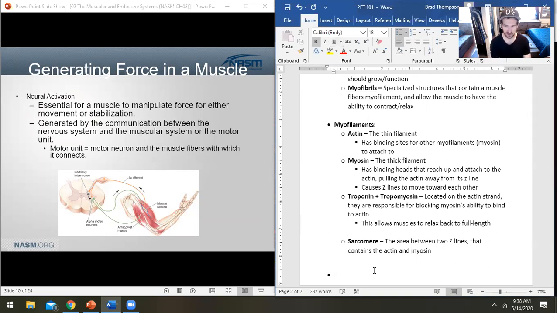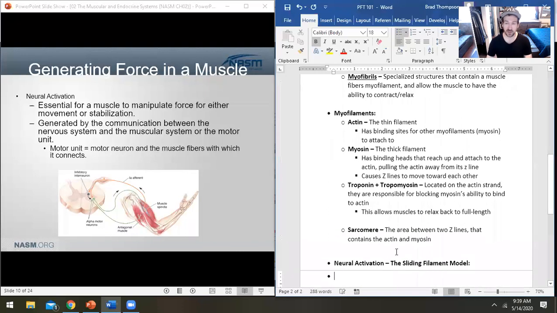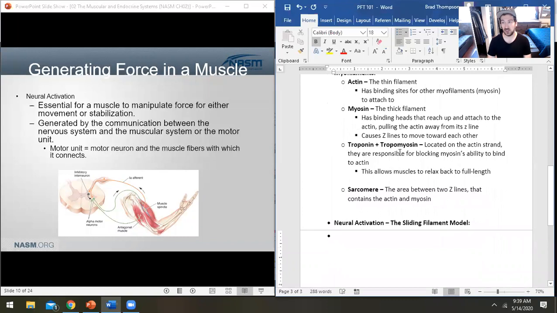Neural activation and the sliding filament model, right? Okay, so we've got to look at how every muscular contraction works. We know that neural activation is really important in order for our nervous system to be able to communicate with our muscular system, right? This is what allows it to happen.